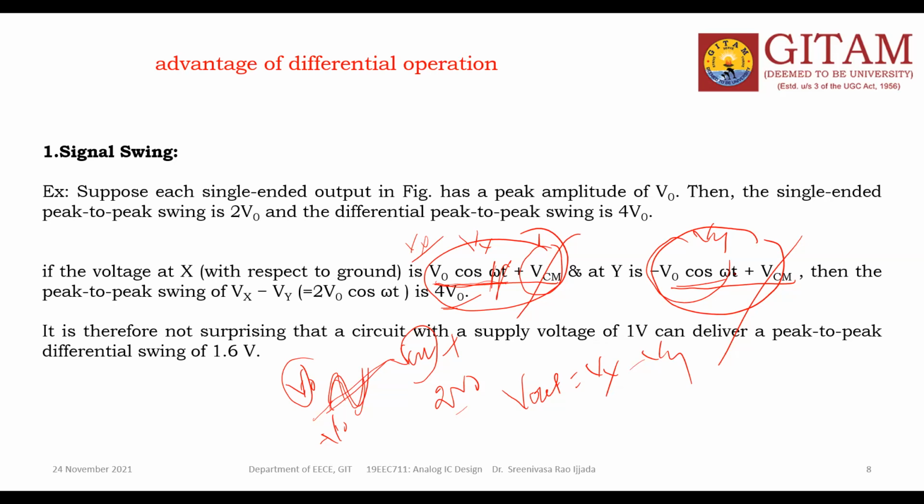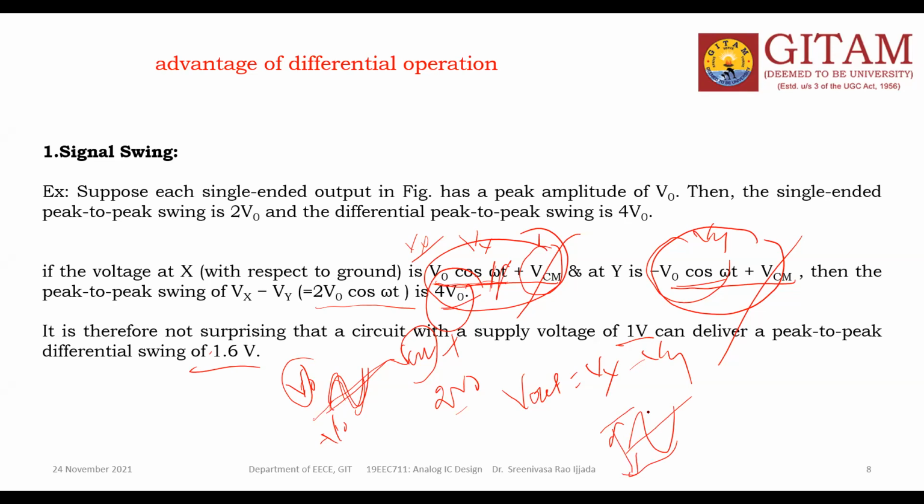Single-ended operation is not like that. Either Vx or Vy, whatever node you call it, that is the node voltage. Anyhow, my intention here is that this is 4 times V0. For example, if you consider the supply voltage is 1 volt, your differential mode voltage swing is 1.6 volt. Voltage swing means this is the signal. Don't say it is the input or output. This is the signal. Total swing is this much. We need the total voltage swing.